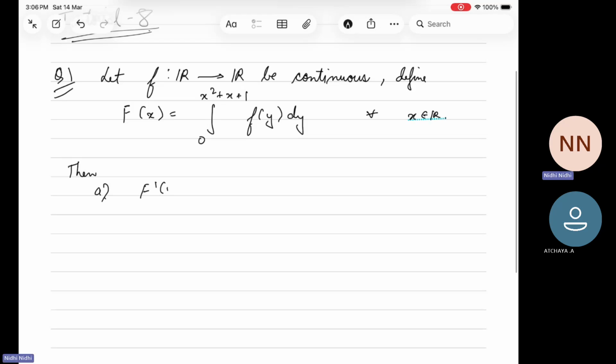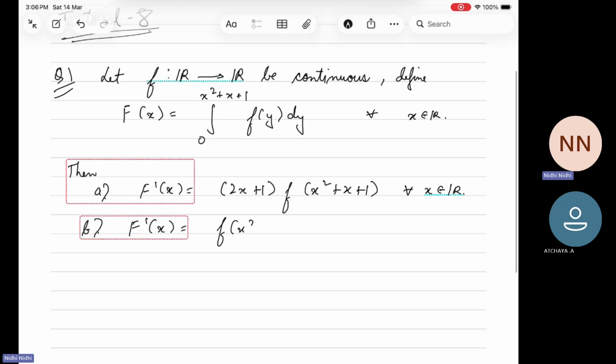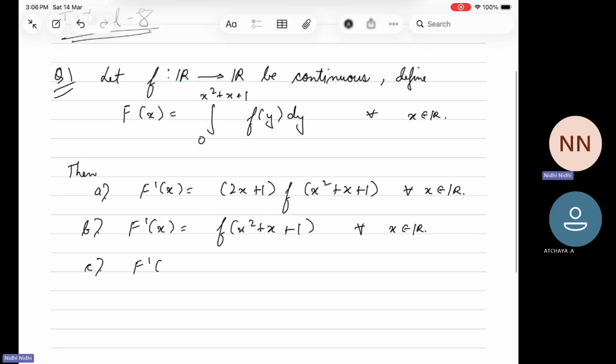First one, F dash x is equal to 2x plus 1 times f of x squared plus x plus 1 for every x in R. Second, F dash x is equal to f of x squared plus x plus 1 for every x in R. Third, F dash x may not exist, and D says F dash x is equal to 0 for every x in R.